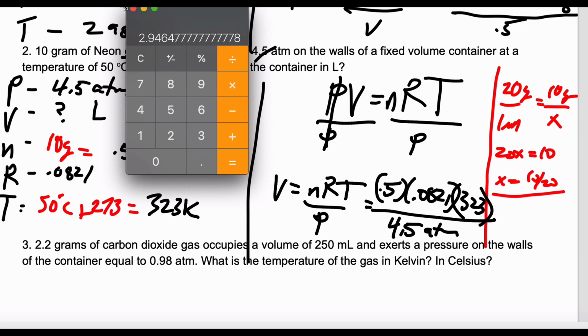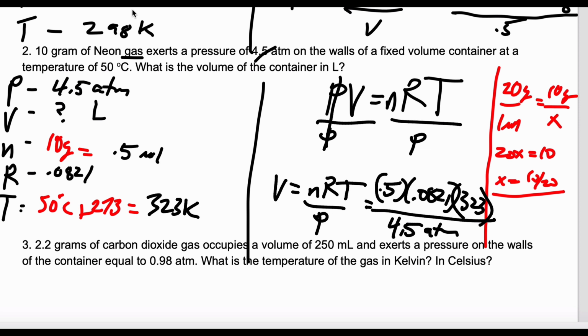I mean, rounding is a whole other issue in chemistry, which we're not going to get to right now. So I'm going to call this 2.9. I could call it 2.95 if I wanted to. I'm not going to worry about rounding. But the unit is important. 2.9 what? 2.9 liters.